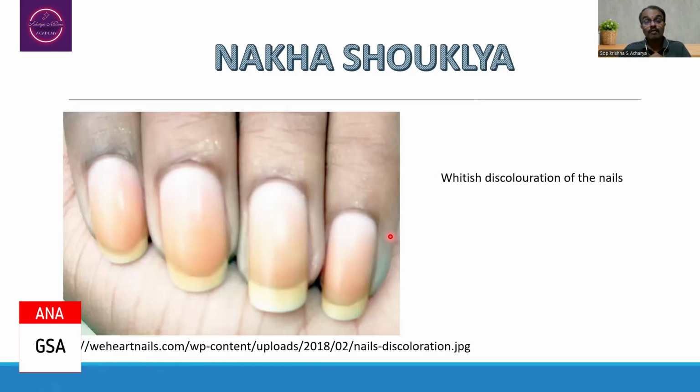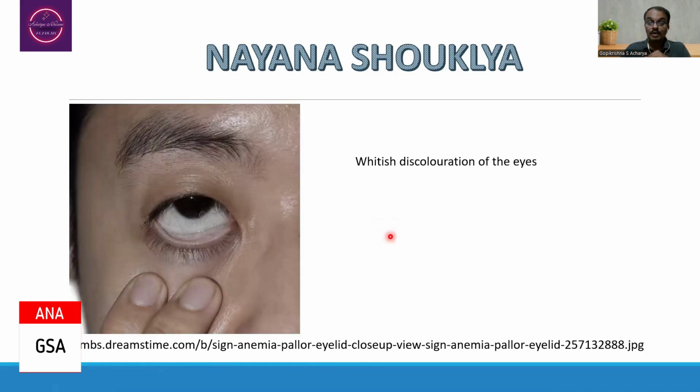Nakashaukliya, that is whitish discoloration of the nails, and whitish discoloration of the eyes. So these are the lakshana that can be seen in case of a Pitta Kshaya.